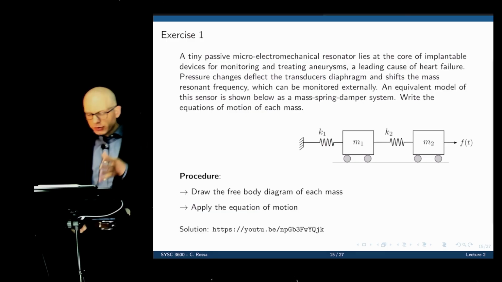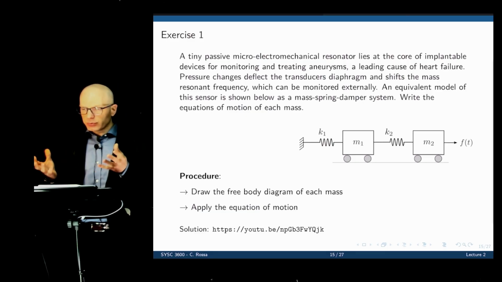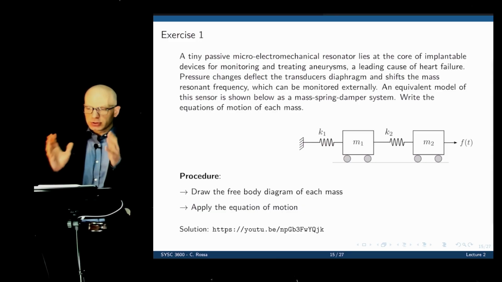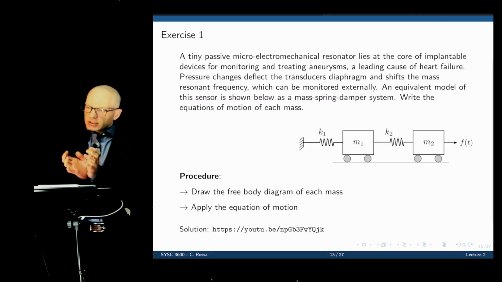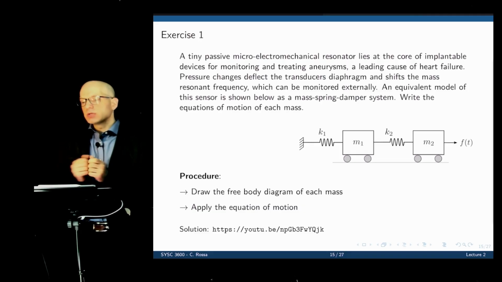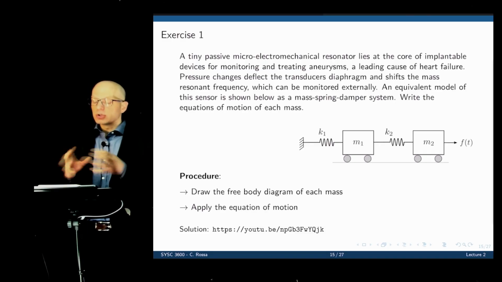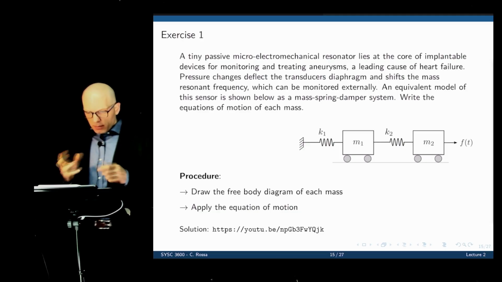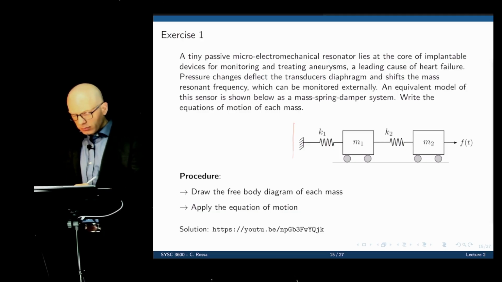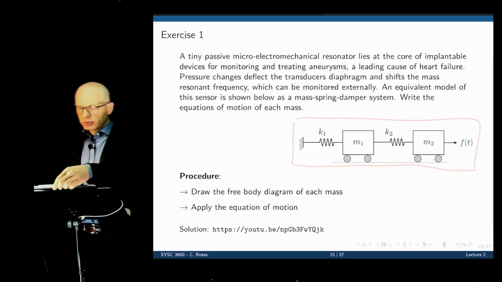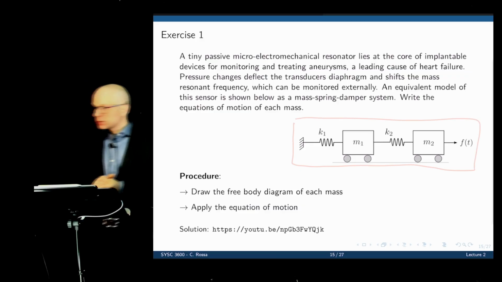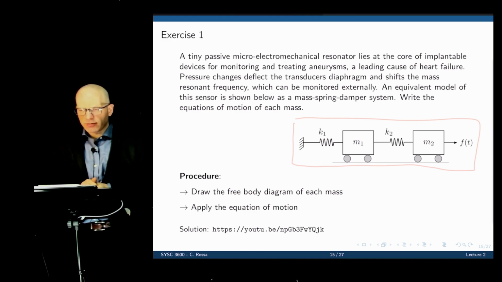What you have here is a combination of two masses. It's a mechanical resonator, meaning that the input is given at a certain frequency, and you can watch the output. And if the output changes over time, we can say that some characteristics in that sensor have changed over time. In this case, it would be the pressure that the heart exerts on the device. And through that, we'll be able to monitor the condition of the heart. But this boils down to a simple system. It's simply a combination of two masses, two springs, and an input force F of t.